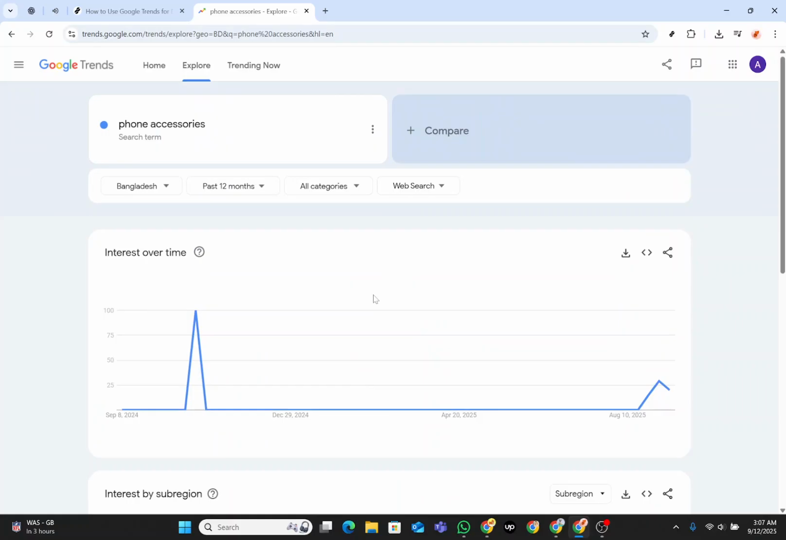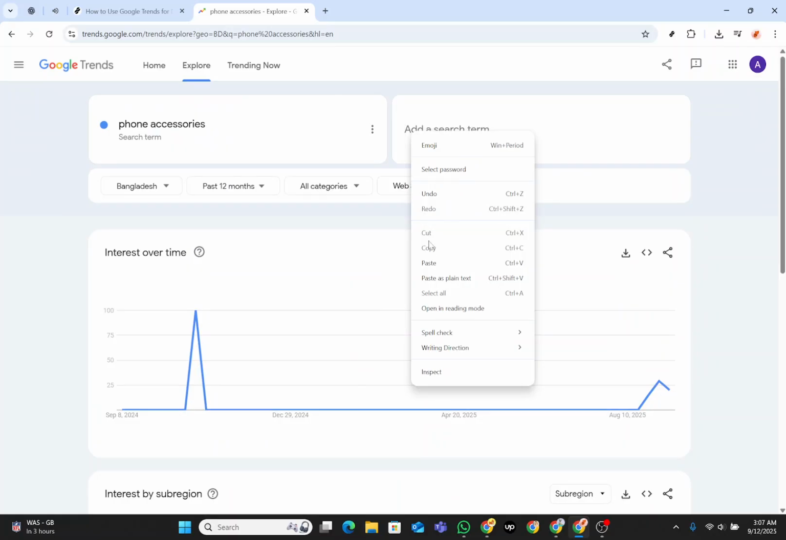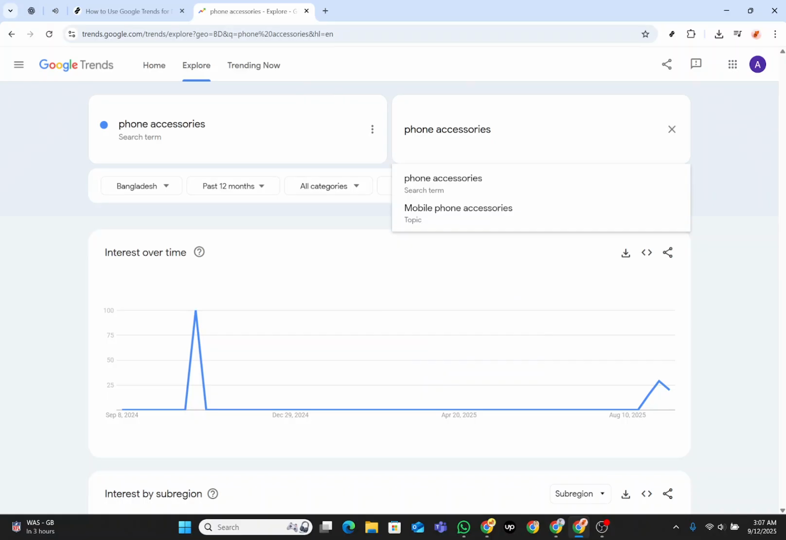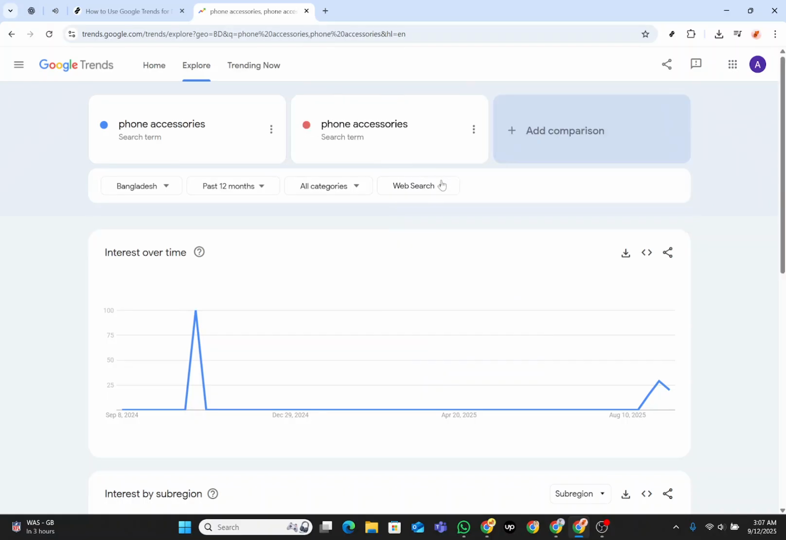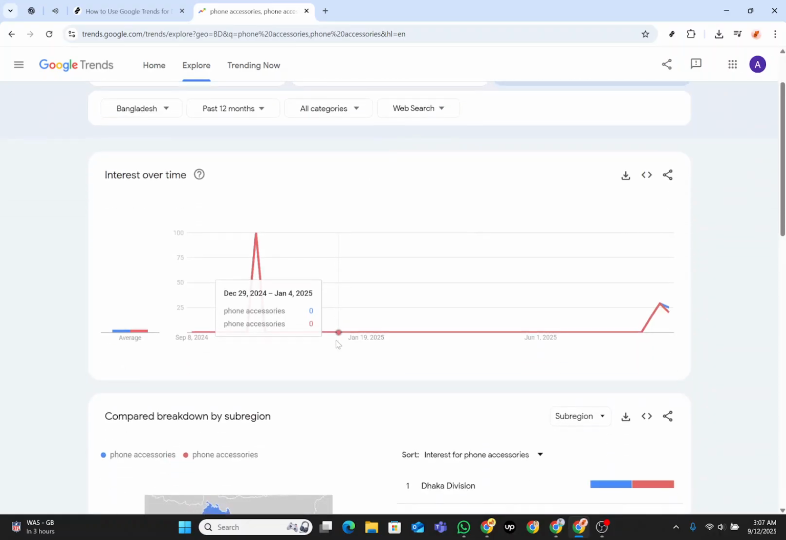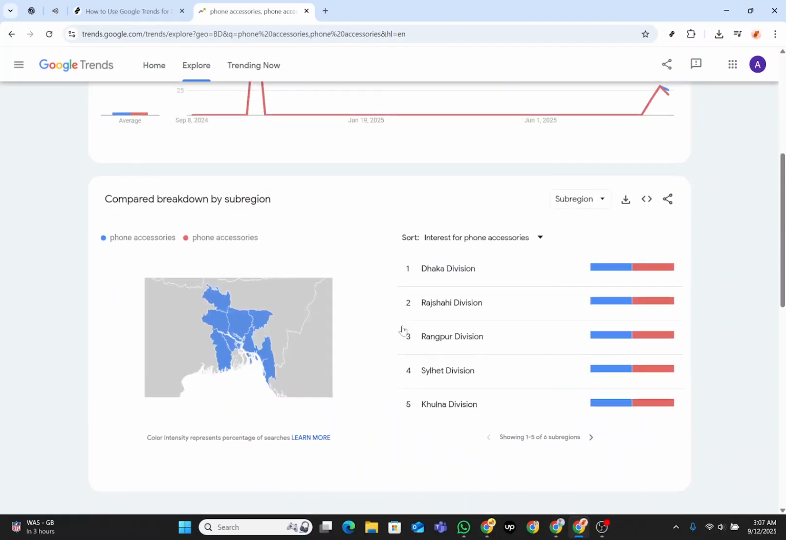After analyzing a single keyword, consider comparing it to other product niches. Google Trends allows you to click on Plus Compare and add other keywords to your initial search. This feature is incredibly insightful as it lets you understand which of your considered niches are gaining popularity faster than others. Lastly, don't forget to analyze regional interest.